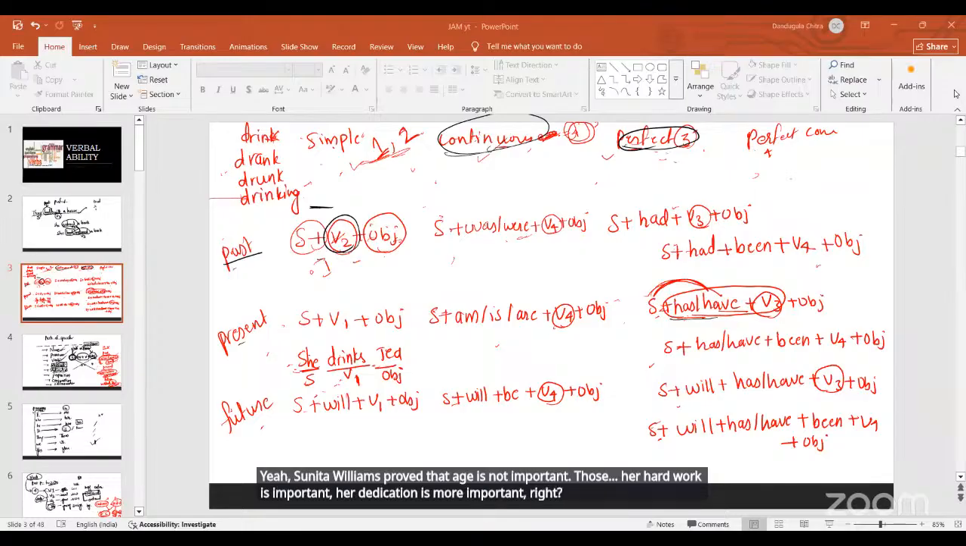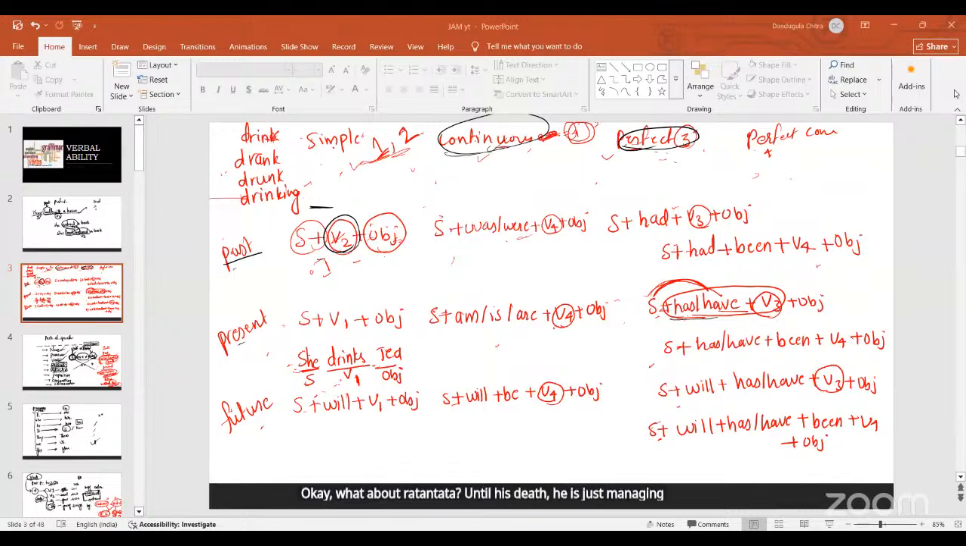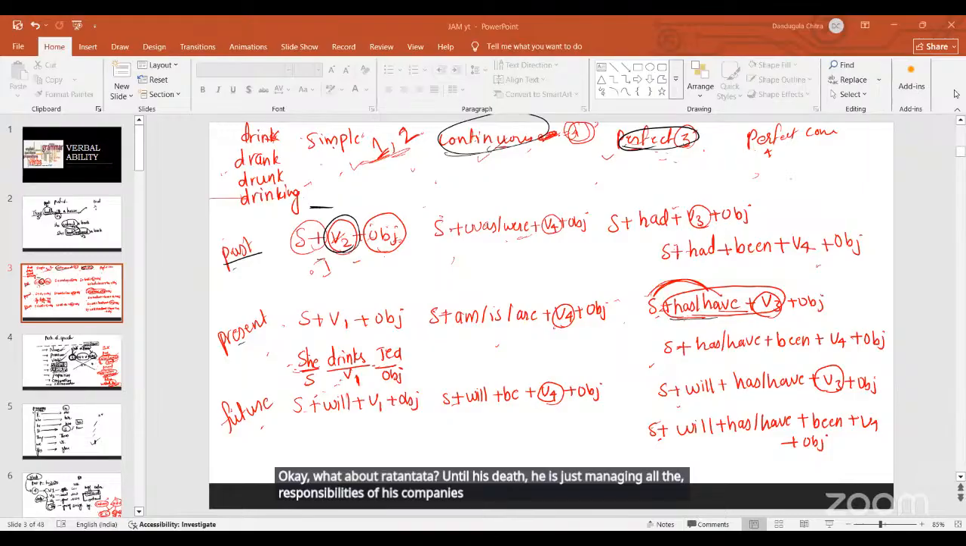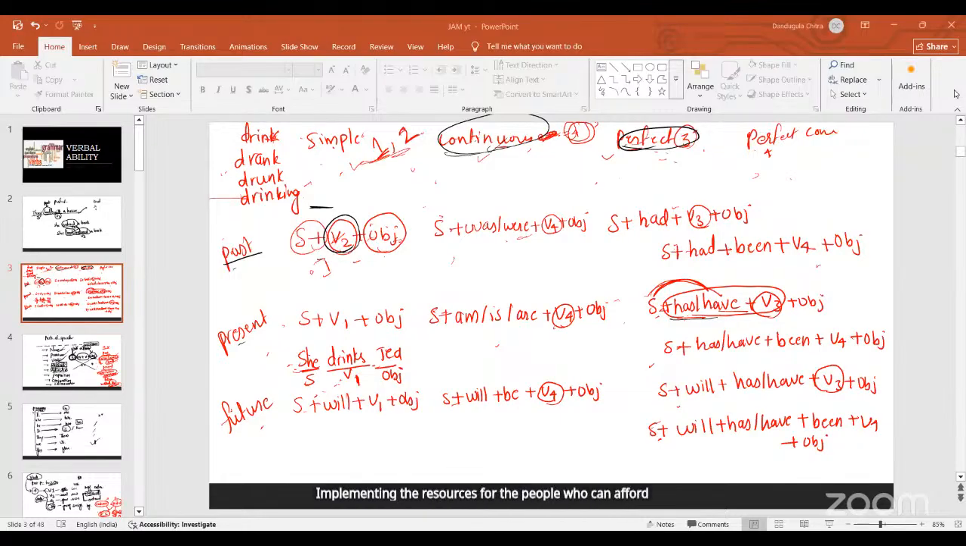Okay, what about Ratan Tata? Until his death, he was managing all the responsibilities of his companies, and he was implementing everything required for the people. He gave his life to implementing resources for the middle class people who can afford them, right?